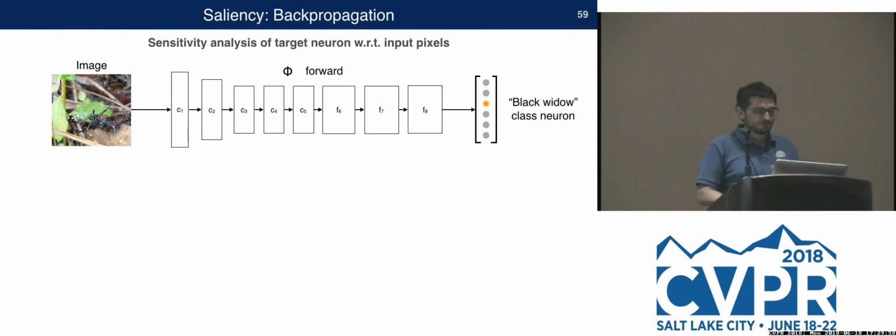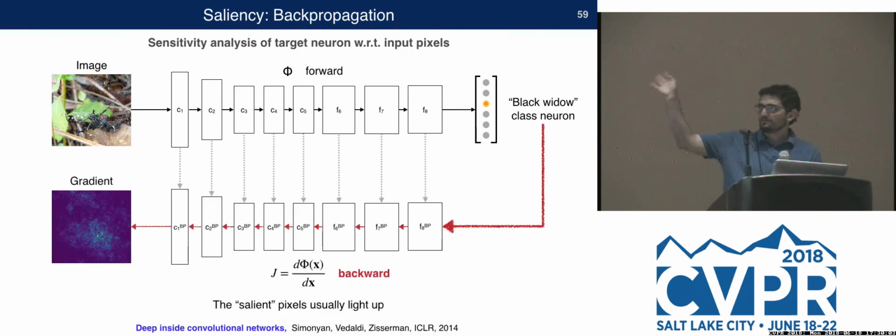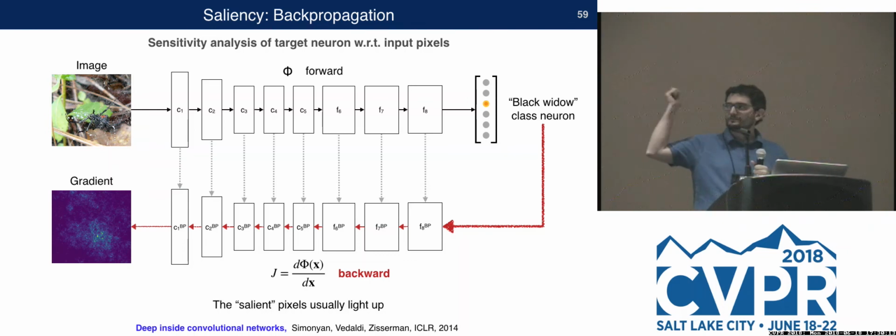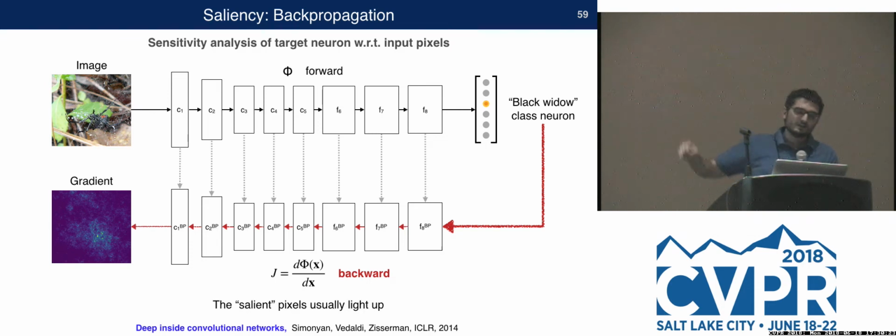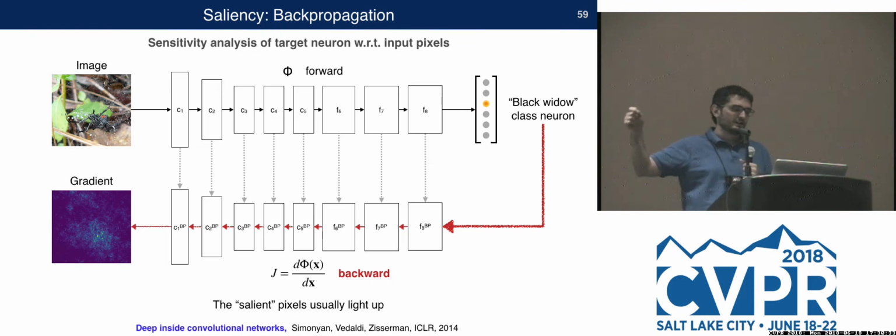First things first, a simple method, which is just backpropagation. So how do we do this? Take AlexNet, feed your image through. At the end, you're going to get a class, a neuron, say Black Widow, which is the content of that image. And then I just run backpropagation throughout my network until I get back to the pixels. And I get a gradient there. So what is the meaning of doing that? Well, that is essentially just doing sensitivity analysis. I take a neuron, which is just a scalar output, and I check what is the gradient of that neuron with respect to small changes of the input image. What you see is that if you do that, usually the pixels where the object is located light up.